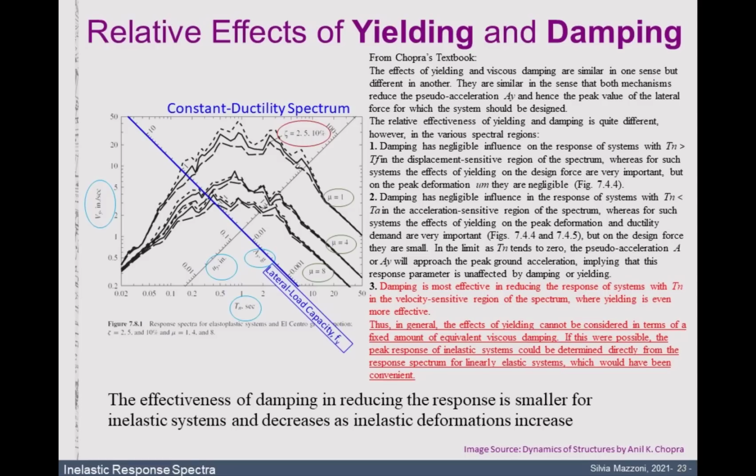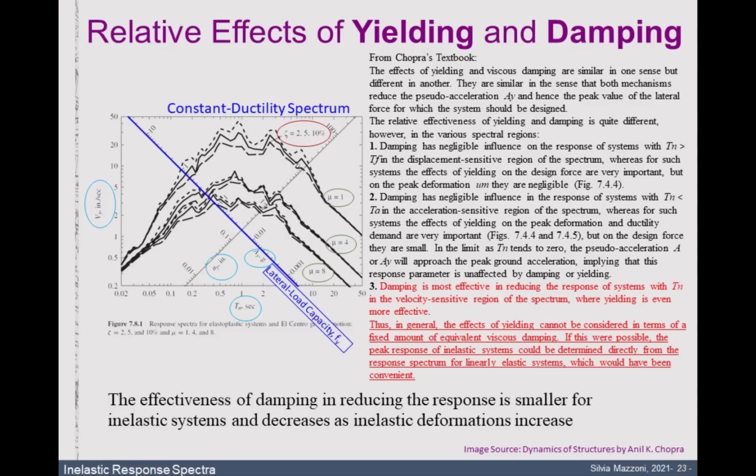And it's interesting because oftentimes, and that's really the highlight of this sentence, and this is just a lot of text that's interesting from Chopra's book, and I recommend going to read about it, damping comes into play right here in the middle region. In longer period systems, you've got large deformations, and therefore it's really your hysteretic damping, as well as in your short period. And so damping is really important in this middle range. And so don't disregard it, but it's important.